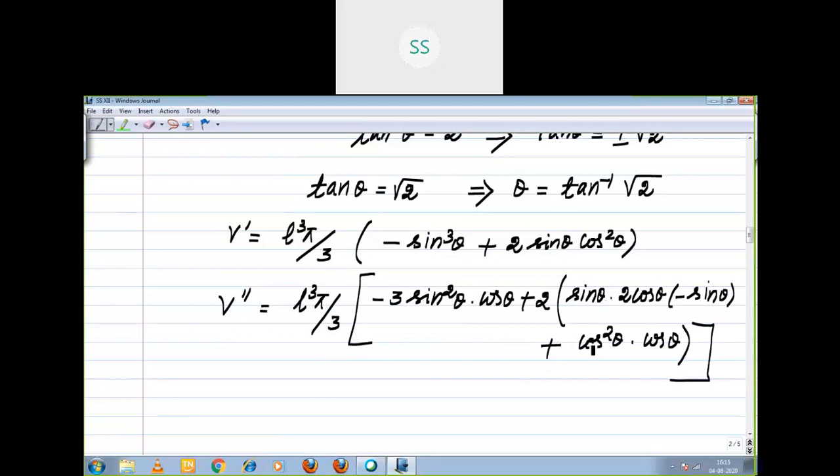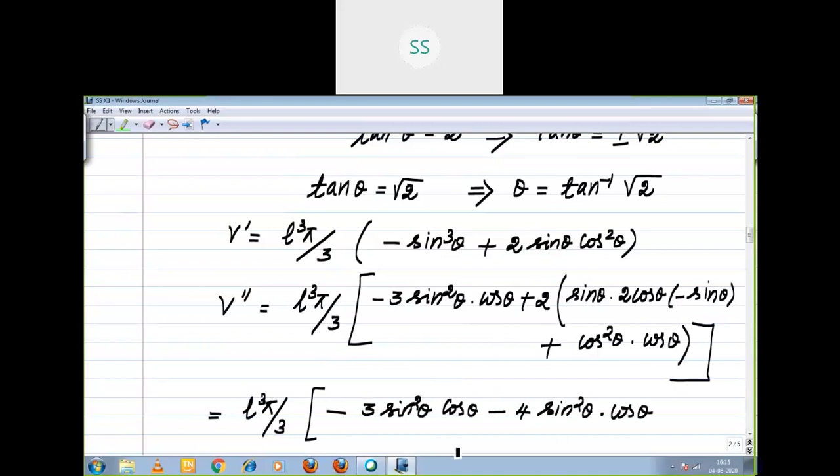Plus cos square theta into cos theta. The 2 is common for the small bracket, which is equal to L cube pi by 3 minus 3 sin square theta cos theta. See here, 2 2's are 4, minus is there. So minus 4 sin square theta into cos theta plus 2 cos cube theta. Now we want to show the second order derivative is negative.